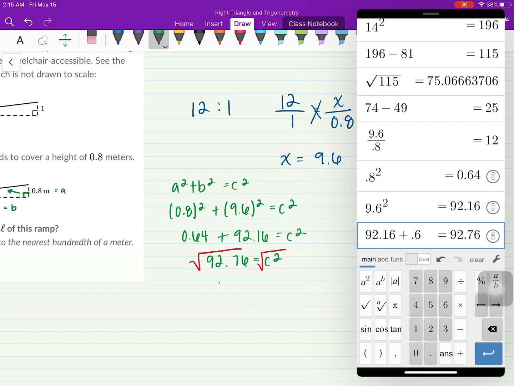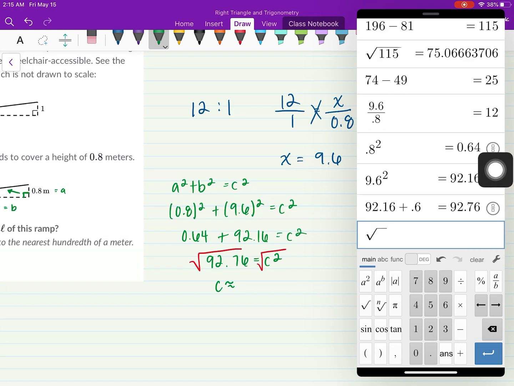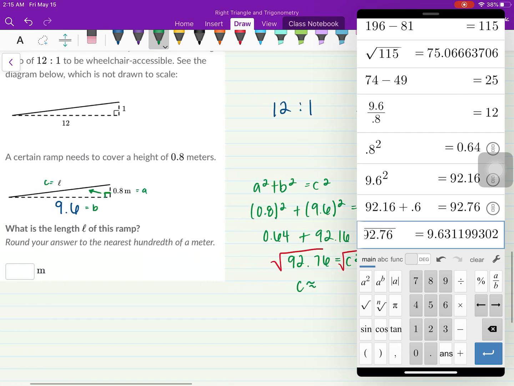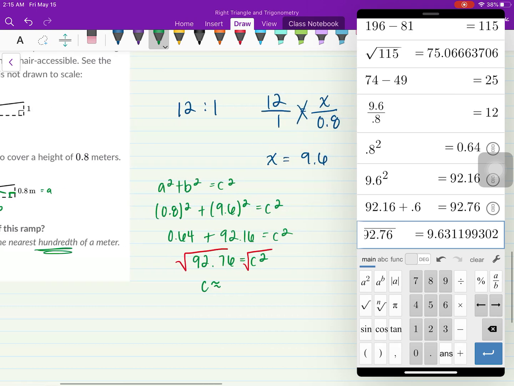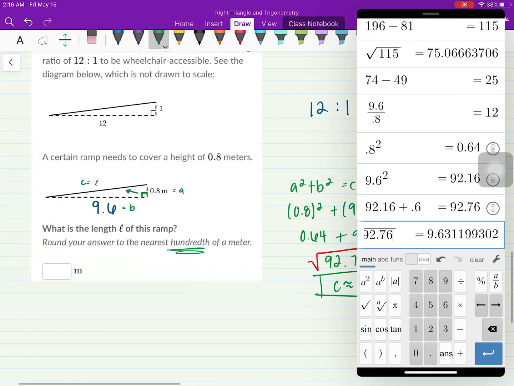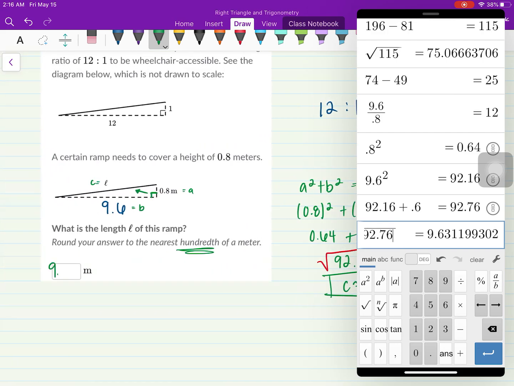And we have c equals, or it's an approximation because we're going to round, the square root of 92.76, which gives us 9.63. They're asking us to round to the nearest hundredth, which means 2 decimal places. So it's approximately 9.63, and this is in meters. So the hypotenuse in this case is 9.63.